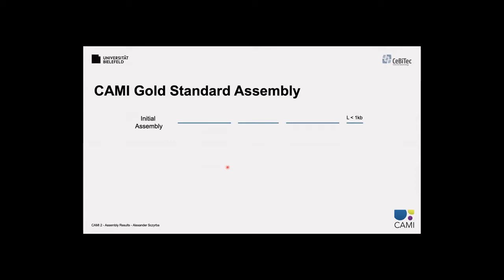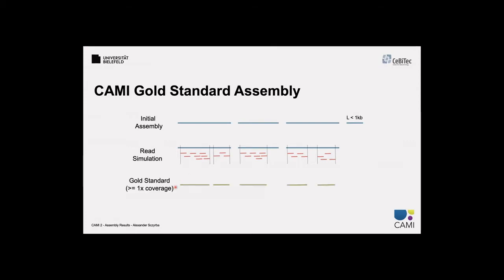Okay, so we start with an initial assembly of a real genome, of an isolate genome. From this initial assembly, we simulate reads, and we simulate short reads and long reads, as Alice mentioned. And then, as we know where the reads come from, we know what the perfect assembly would look like. And this is basically our gold standard assembly, right? Everything which is covered at least with 1x by any of the reads will end up in the gold standard. And of course, we know that this is nothing a real assembler would ever assemble, but this is what we compare the data sets to, right?